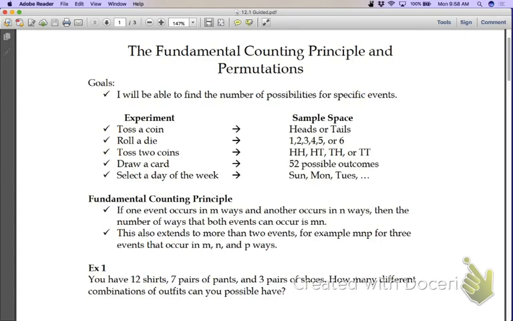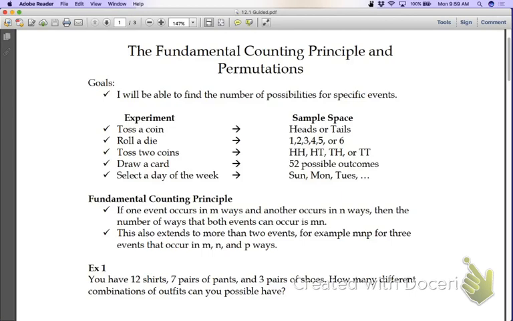Obviously, tossing a coin, there's two sides to a coin. There's the heads and the tails. Rolling a die, if it is a normal die, just one single die, there are 6 sides. Now, obviously, there can be other dice that have more than 6 sides, but normally it's going to be 1 through 6. Then if we toss 2 coins, the sample space can be a heads and a heads, a tails and a heads, or 2 tails, depending on what you have.